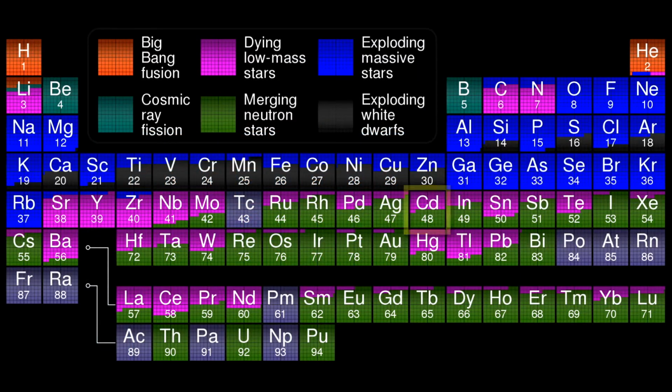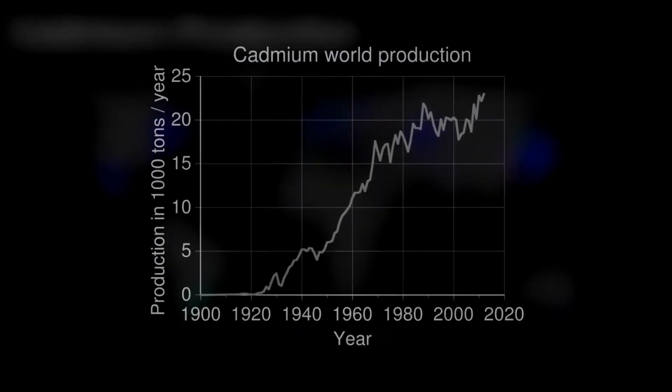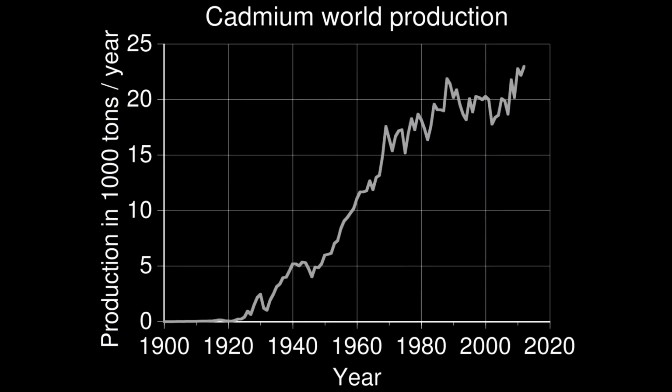The universe produces some cadmium in merging neutron stars, pretty exotic, with about equal amounts also produced in dying low-mass stars. Here on Earth, the main suppliers of cadmium are, not surprisingly, also the main suppliers of zinc. China, with almost 1/6 of the world's cadmium production, is closely followed by South Korea and Japan as the major suppliers. Use of cadmium has grown steadily since 1900.